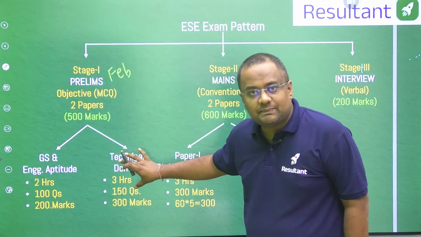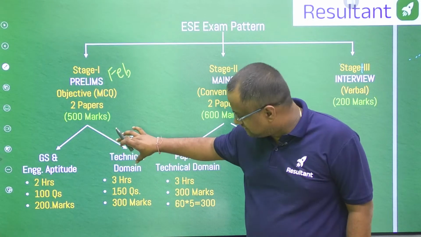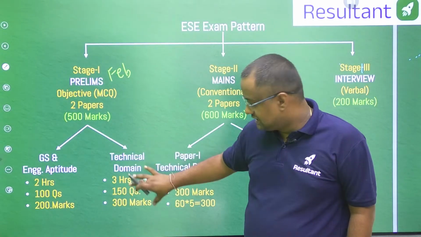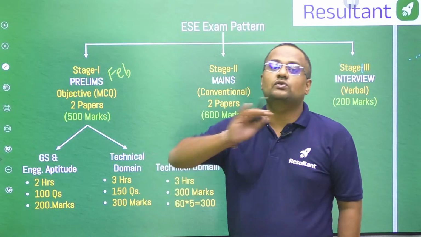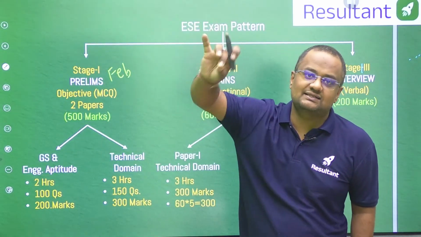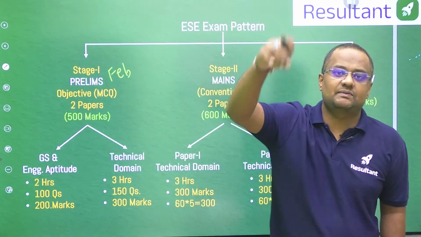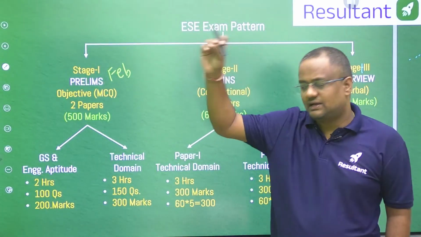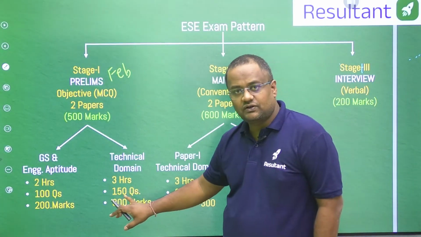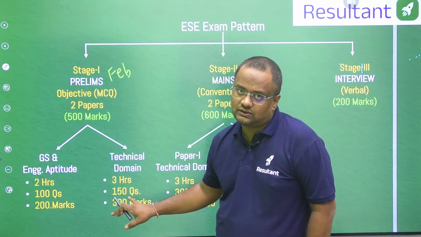One is your technical paper. Suppose you are from civil engineering, then it is 300 marks of civil engineering, 3 hours, 150 questions, every question of 2 marks. These 150 questions include all your civil engineering subjects: RCC, structure, steel, building material, CPM, SOM, highway, FM, environment, hydrology, railway, dock, harbor, everything. 150 questions, every question of 2 marks, negative marking is 1/3.